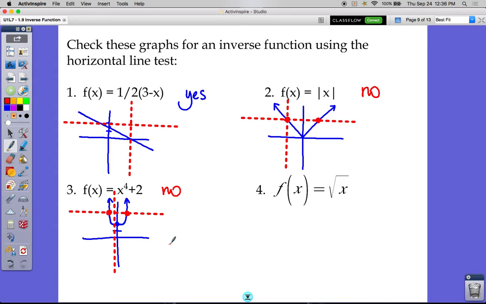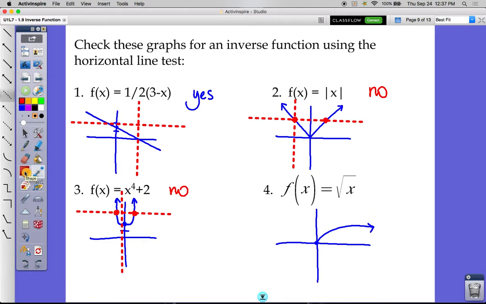All right. Last but not least, we have f of x is equal to the square root of x. Now, because this one has been limited, this one is now only positive values for x. This graph, the rocket, looks like this. This will pass the vertical line test, but it will also pass the horizontal line test.